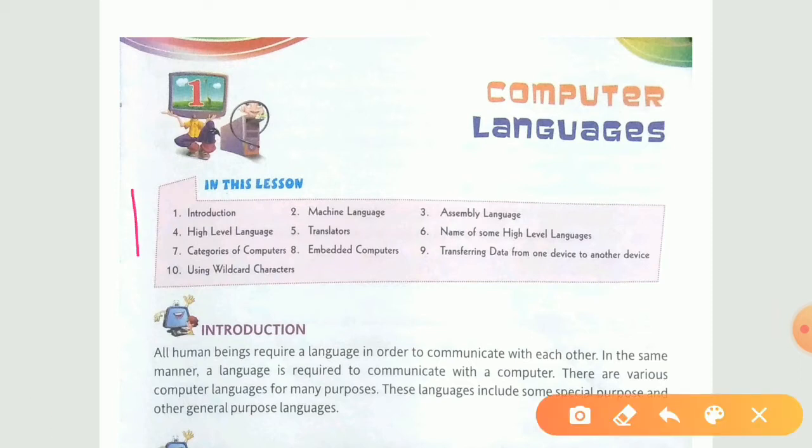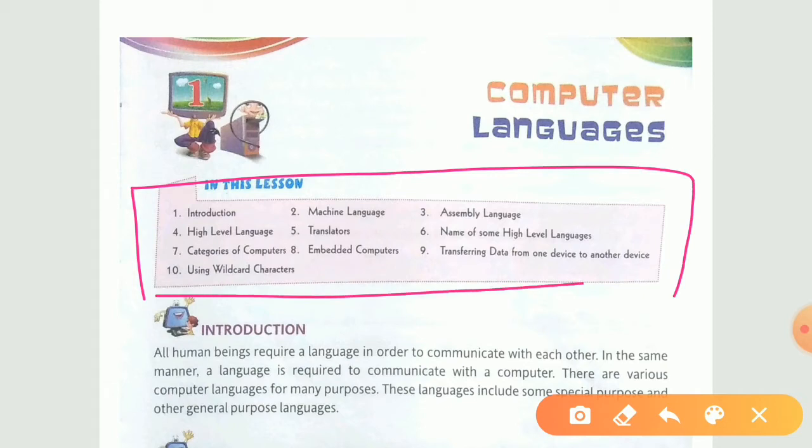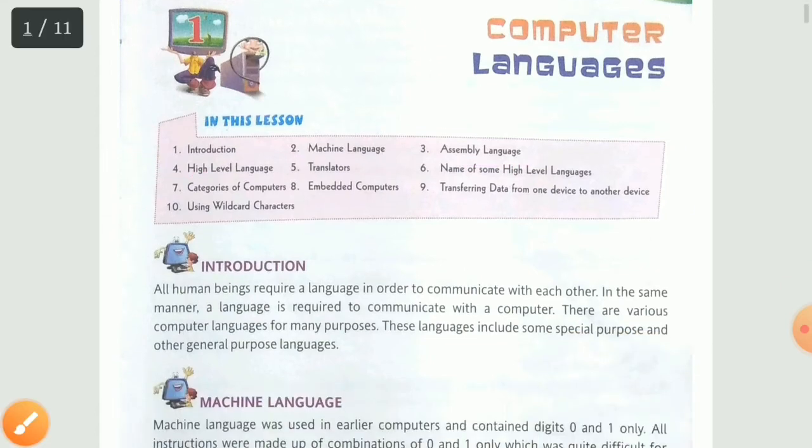Now, in total we have 10 main topics in this chapter, as you can see on the screen. The first three are your languages: machine language, assembly language, and high level language. My dear students, I have told you previously about low level and high level languages. The second and third points, machine language and assembly language, come under low level language. Then we have some high level languages also that we are going to study. This is all about the introductory part.